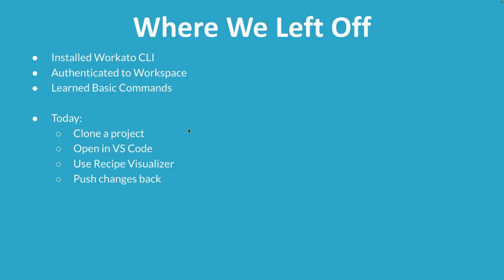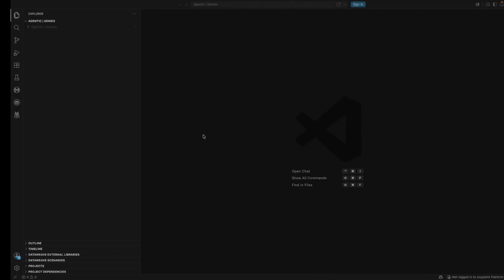Here is where we left off in the previous video. The CLI was installed and connected, but all our recipes and assets were still inside the Workato workspace. Today, we're going to bring an actual project onto our machine and complete the full local development workflow. Let's move into the terminal.